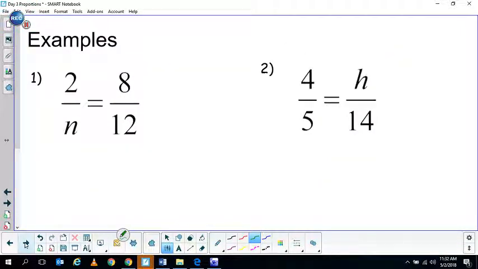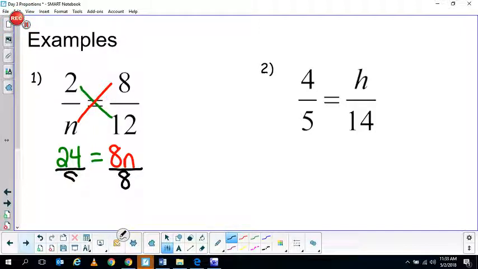Continuing the practice, let's try again. Multiply on the diagonal. 2 times 12 is 24. We will have an equal sign. The second diagonal, n times 8, will be 8n. We want to isolate the variable, so inverse of multiplication is division. So we divide both sides by 8. 8 divided by 8 is 1, so we just have n. 24 divided by 8 is 3. So our value is 3.